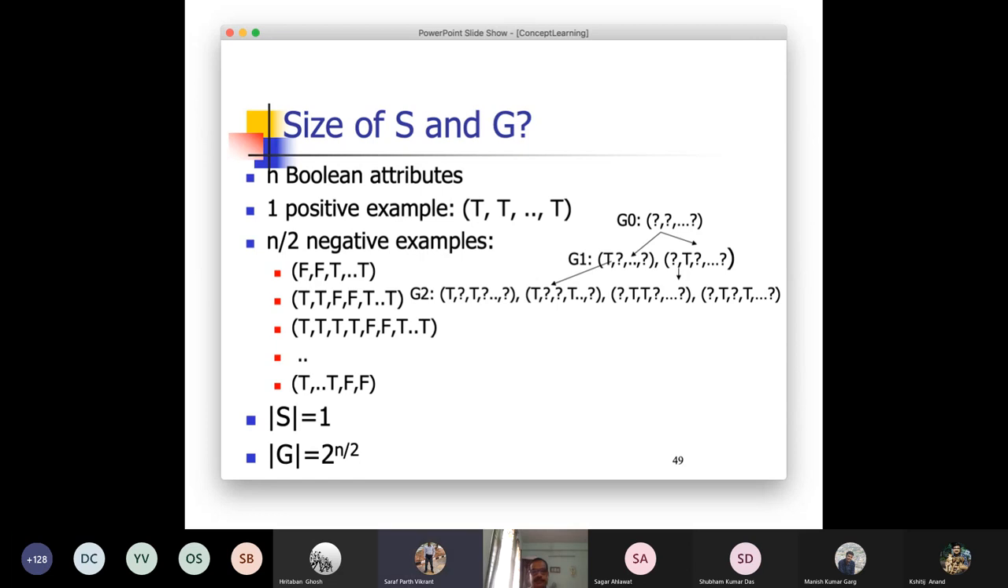So what would happen if only one is false? The size will remain the same, right? It will be accepted. If only one is false, it will be accepted. See, these are the only negative examples that need to be rejected by everyone. Okay, so got it.